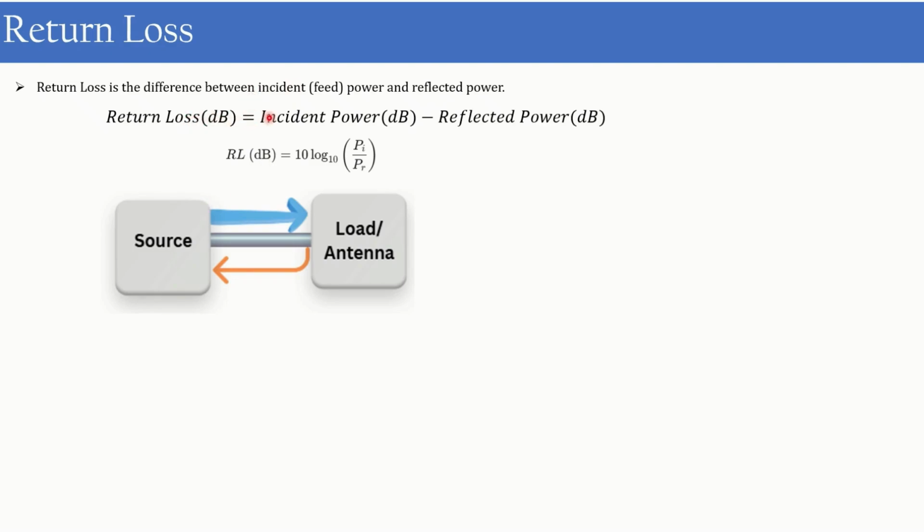Return loss in dB is incident power in dB minus reflected power in dB. So if it is considered in watt, the return loss in dB will be 10 log 10 of Pi by Pr. So let's see some cases. I'm considering the feed power is around 40 dBm, and because of the impedance mismatch around 10 dBm of power is getting reflected back. In this case return loss can be calculated as 40 dBm minus 10 dBm. It will be equal to 30 dB.